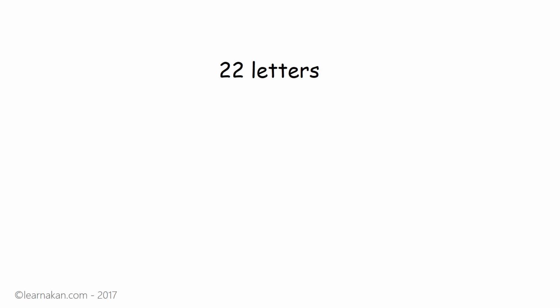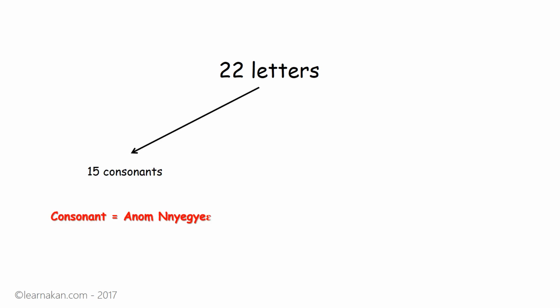A total of 22 letters make up the Akan alphabet. These 22 letters are made up of 15 consonants and 7 vowels. In Twi, consonants and vowels each have their own names in the language.